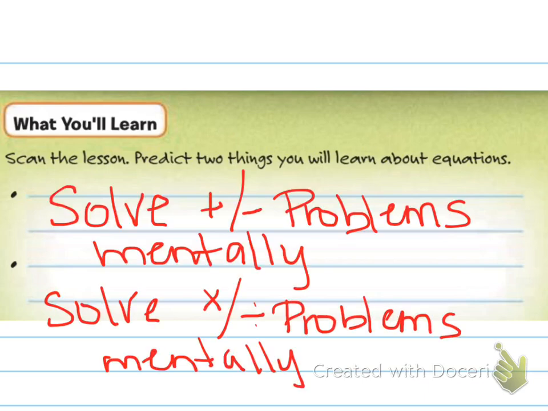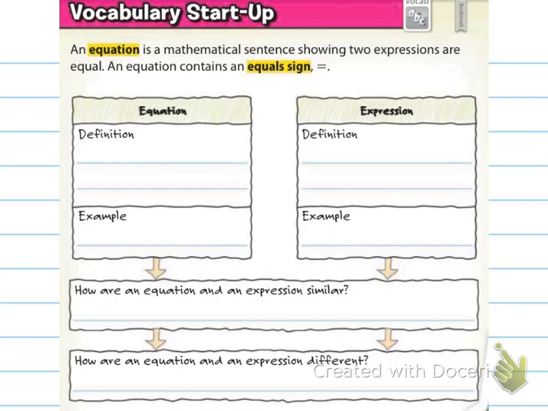Alright, so it looks like in this lesson we're going to be looking at solving addition and subtraction problems mentally, as well as multiplication and division problems mentally. So the first thing we're going to do is look at our vocabulary startup. An equation is a mathematical sentence showing 2 expressions are equal. An equation contains an equal sign.